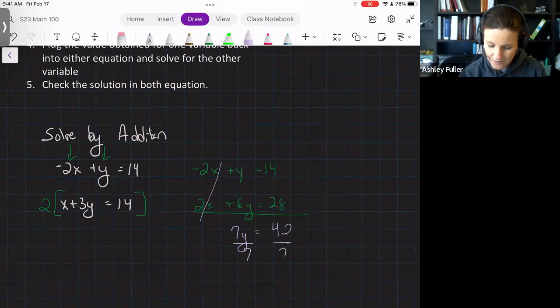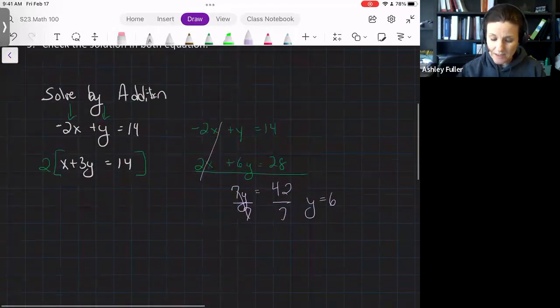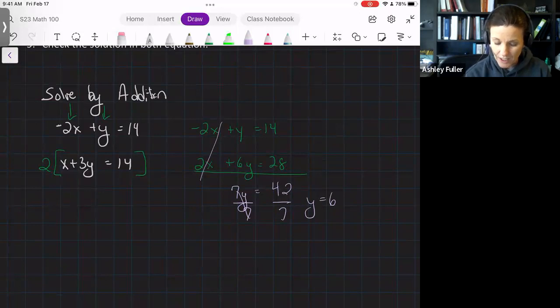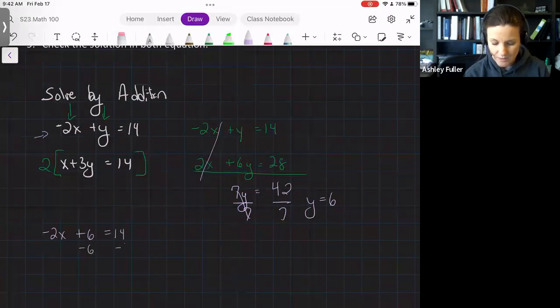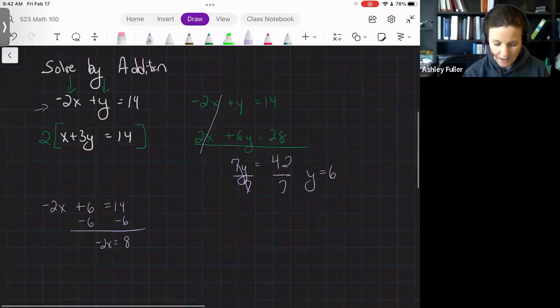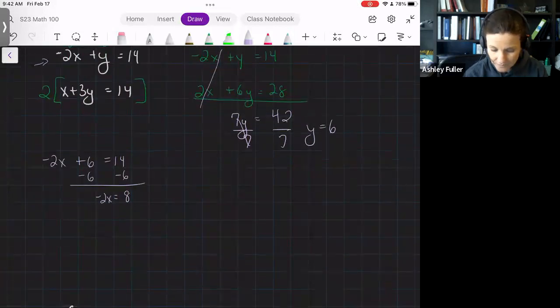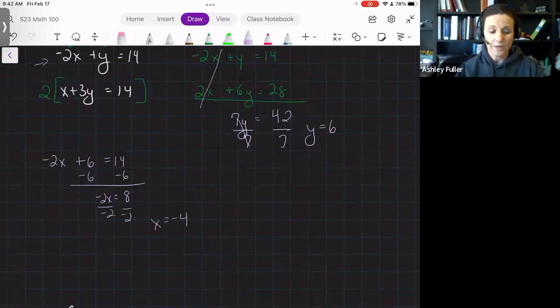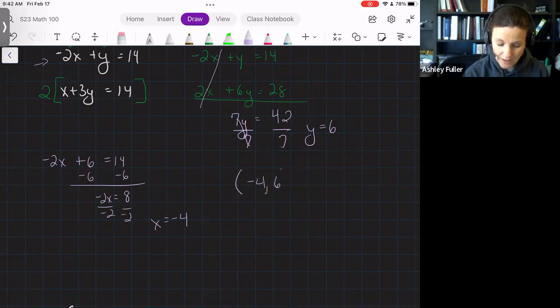Dividing by 7, I get that y is 6. Remember, a solution is an ordered pair that works in both equations. So I'm going to take y, plug it back into either equation. I'm going to choose to plug it into the top equation, and I have negative 2x plus 6 equals 14. When I subtract 6, I have 8 left, resulting in negative 2x equals 8. Divide by negative 2, and I get x is negative 4. Remember, our solution is an ordered pair, giving us a solution of negative 4, 6.